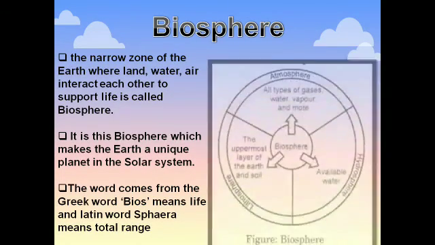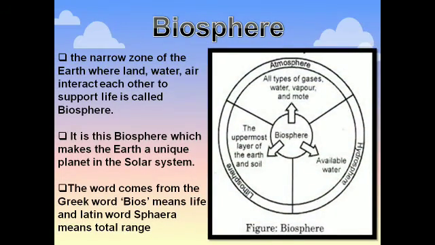The narrow zone of the earth where land, water, and air interact with each other to support life is called the biosphere. This is the definition of biosphere. It is this biosphere which makes the earth a unique planet in the solar system. The word bios is derived from the Greek word meaning life, and the Latin sphaera means range. The area where life can exist is known as the biosphere.